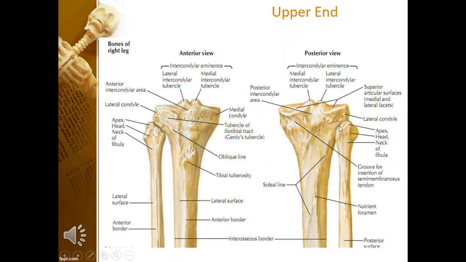Posterolaterally, there is a facet on the lateral condyle, and you can see here that the head of the fibula is attached on it, making the superior tibiofibular joint. There is a groove on the posterior aspect of medial condyle for the semimembranosus tendon, and there is a groove on the posterior aspect of lateral condyle for the popliteus tendon.